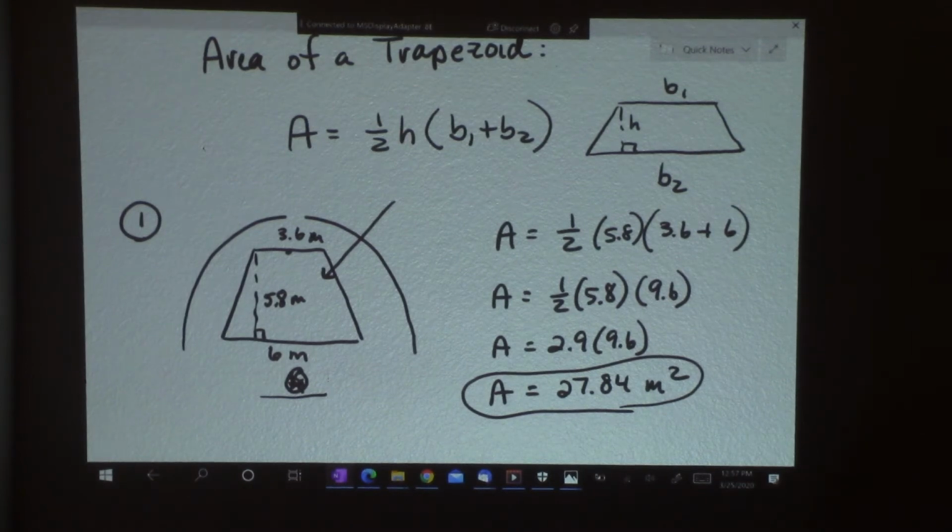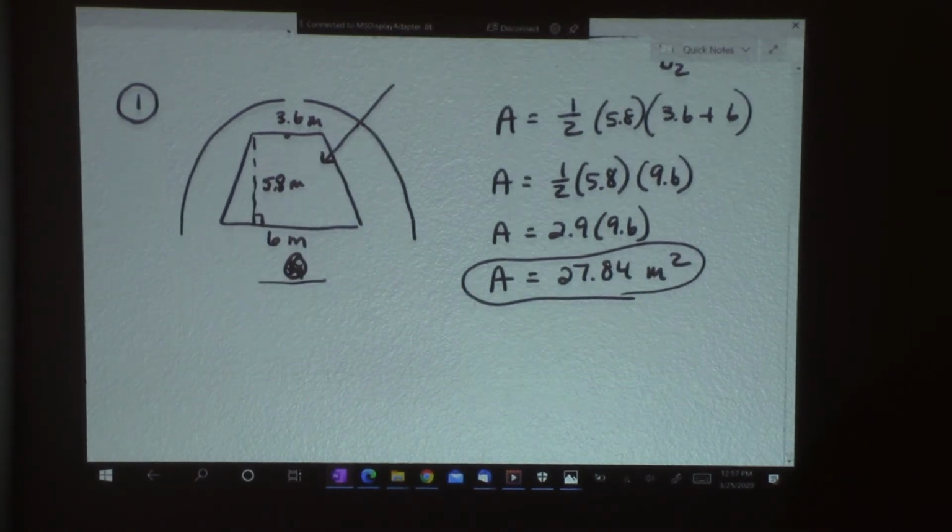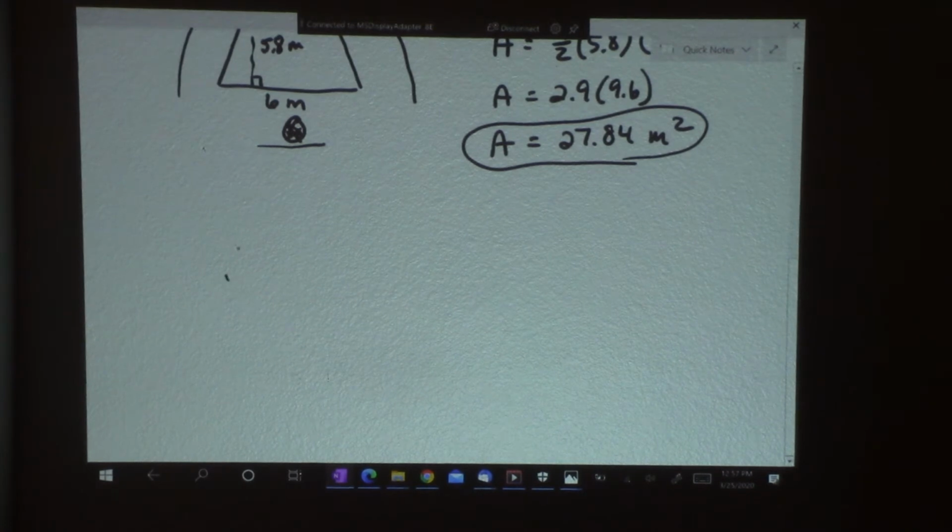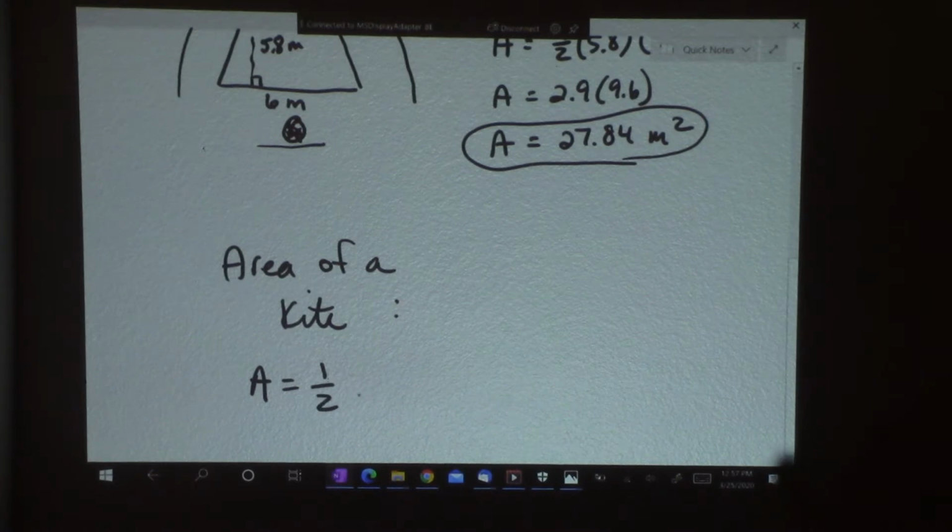Okay, so the next formula you need to know is the area of a kite. And that formula is area equals 1/2 d1 times d2. Now d1 and d2 are diagonals. So I'm going to draw a picture so that you can help to understand that.